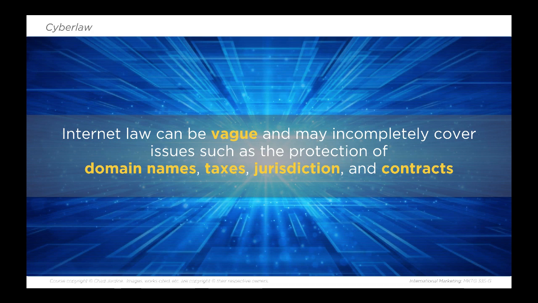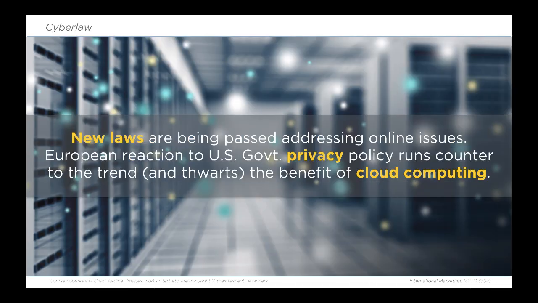So, issues that affect, you know, how do you protect your domain name? Who pays taxes and where? One of the discussion points was about Apple and Ireland. Well, the EU is saying you owe us $13 or $14 billion in taxes. So taxes are an issue that have to be dealt with. Jurisdiction, and how do you enter contracts to do your business? So even though the U.S. is out in front and the internet is new, there are new laws being passed all over the place, and so this is something you've got to be aware of.